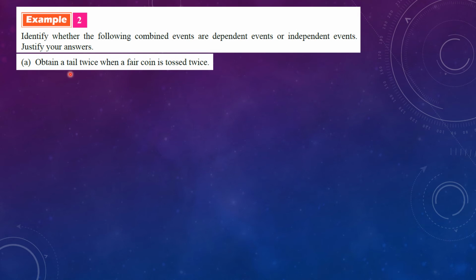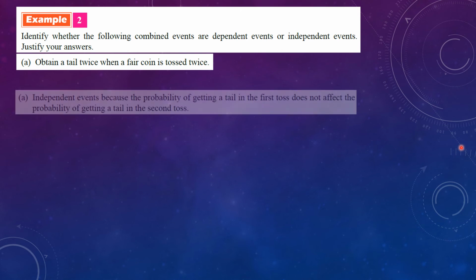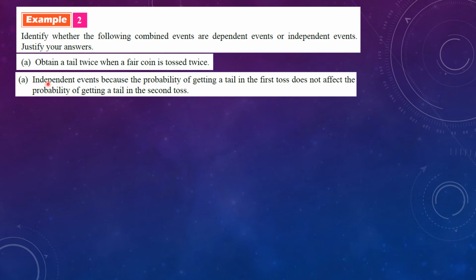Part A. Obtain a tail twice when a fair coin is tossed twice. That means you toss the coin 2 times. So it will be independent because the second time when you toss, it doesn't depend on the first toss. So the first toss can be tail and the second toss also tail. So it is independent events, because the probability of getting a tail in the first toss does not affect the probability of getting a tail in the second toss.